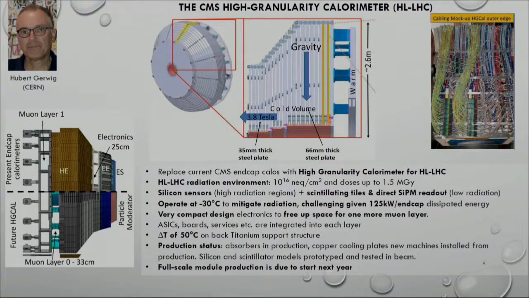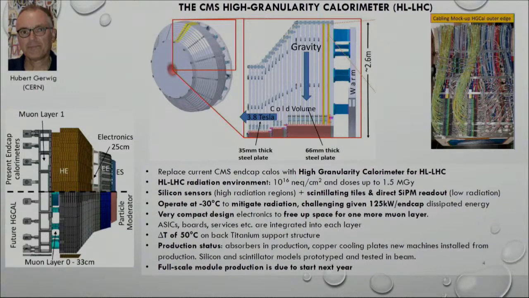The first poster is about the CMS high granularity calorimeter. We already talked about this this morning. This poster is more focused on the engineering challenges. This calorimeter is rather complex, occupying the same volume as the original endcap calorimeter. However, it's actually more compact than before because some space was freed to introduce an additional muon layer.